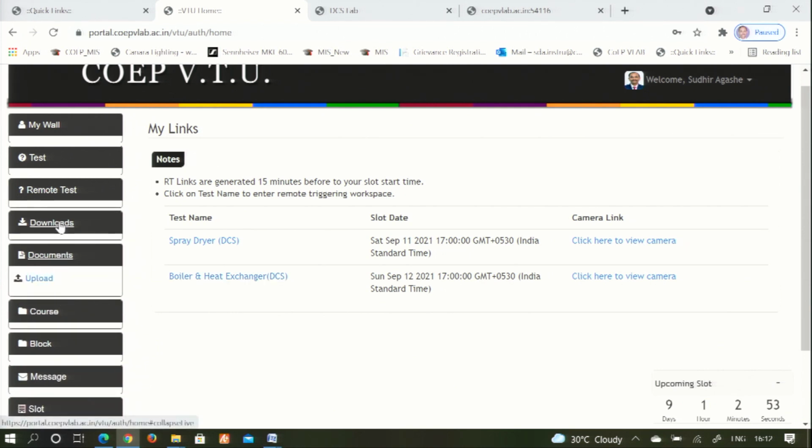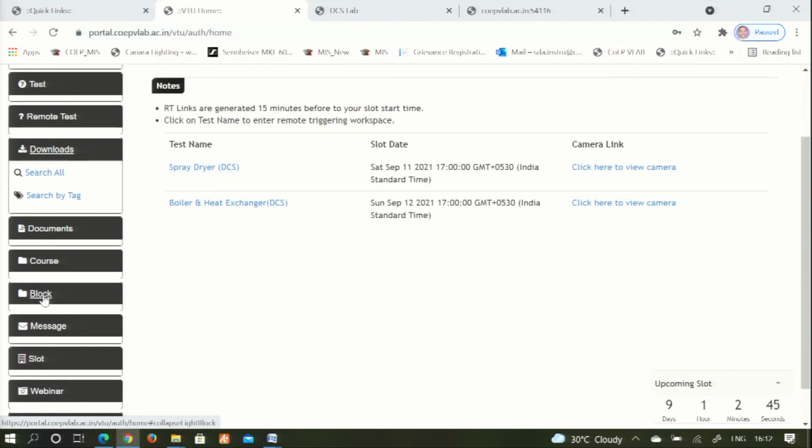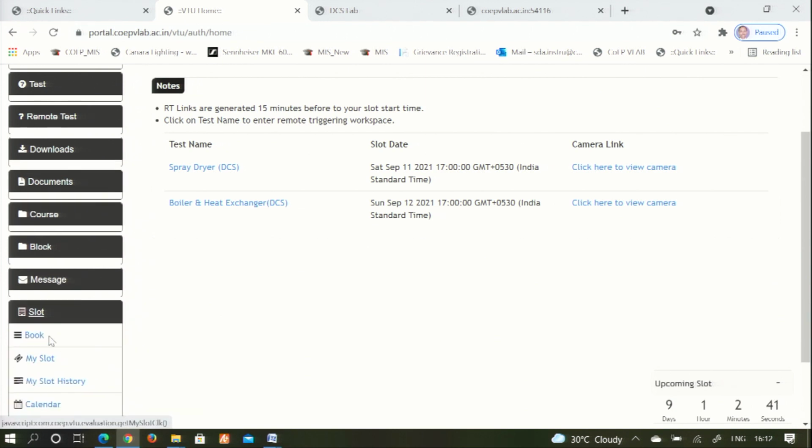You can upload some documents if you want to, and you can download those documents. You can add the course here. You can book a slot using this, and you can find out whether your slot is available or not. After that, you will book the slot and come here. But please keep in mind that we will create a slot and then you will book a slot.